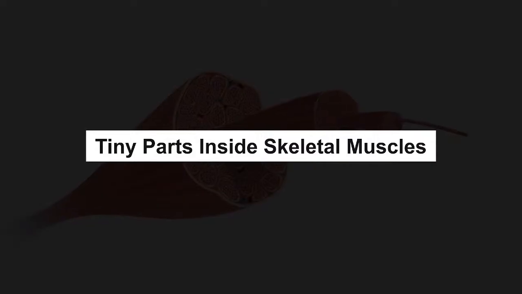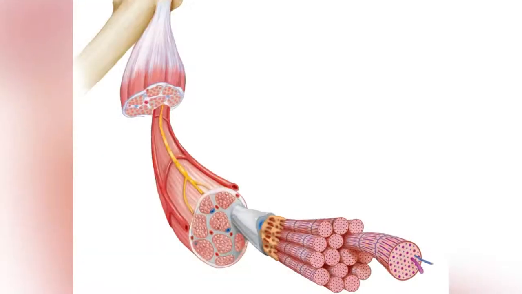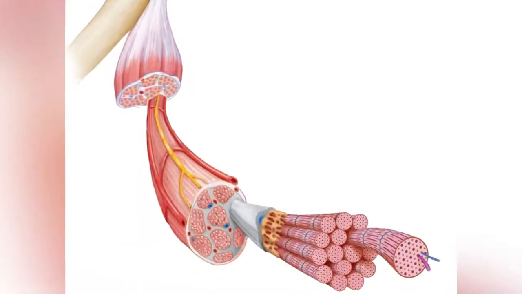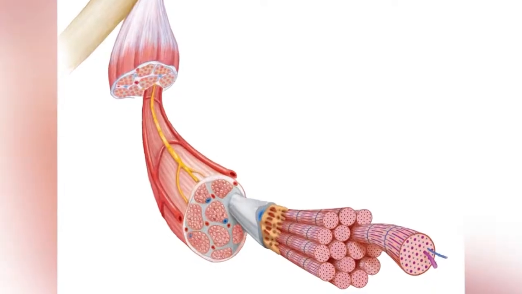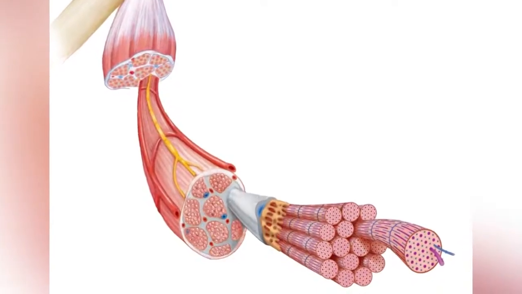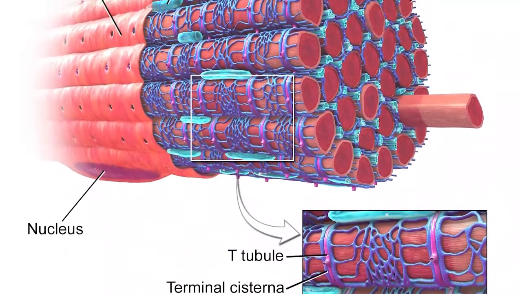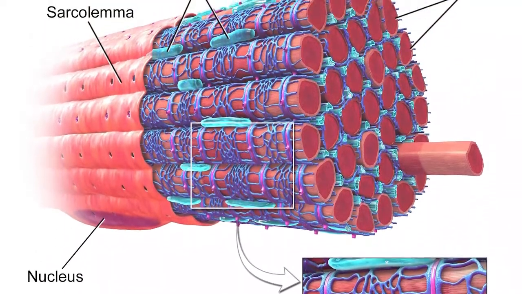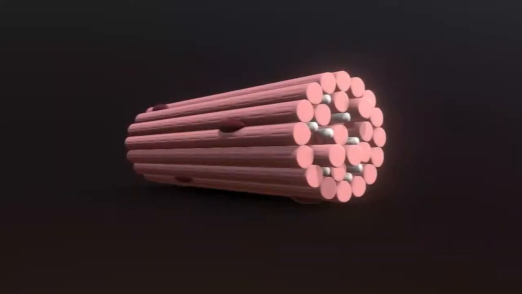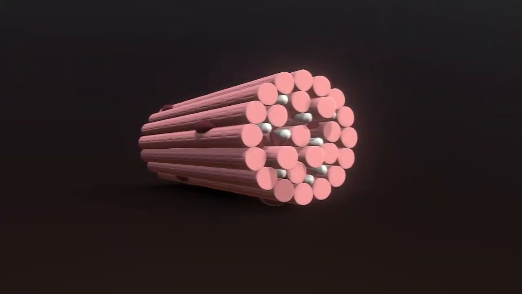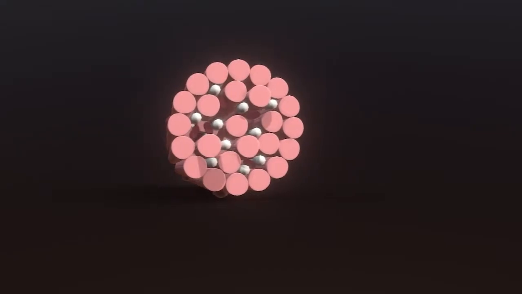Tiny parts inside skeletal muscles. Let's zoom in. Each muscle is made of fibers. These fibers are like long ropes wrapped in a skin called the sarcolemma. Inside them is jelly-like stuff, sarcoplasm, filled with even smaller ropes called myofibrils. Each myofibril is divided into tiny sections called sarcomeres.